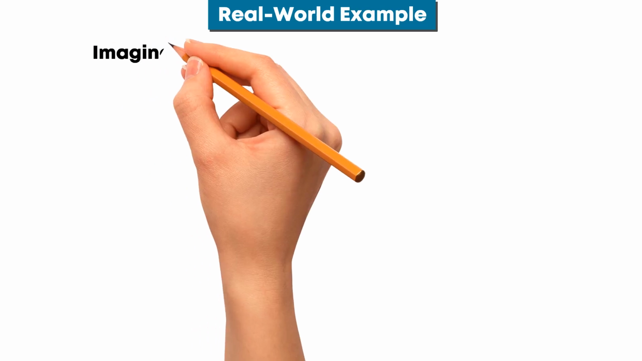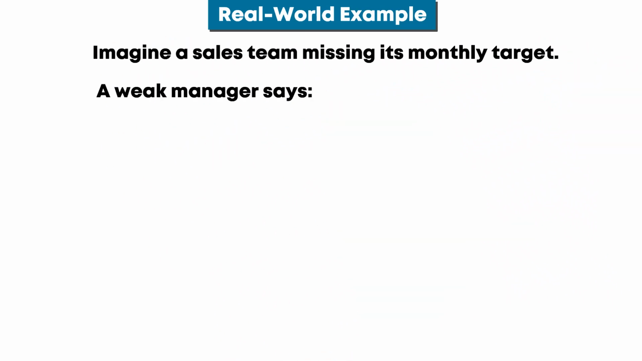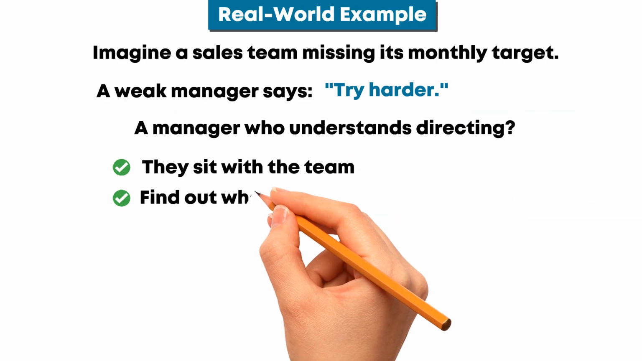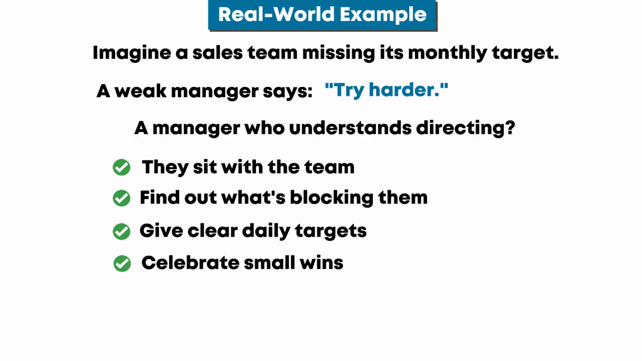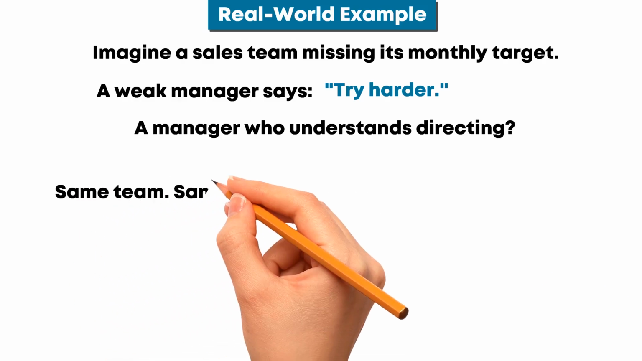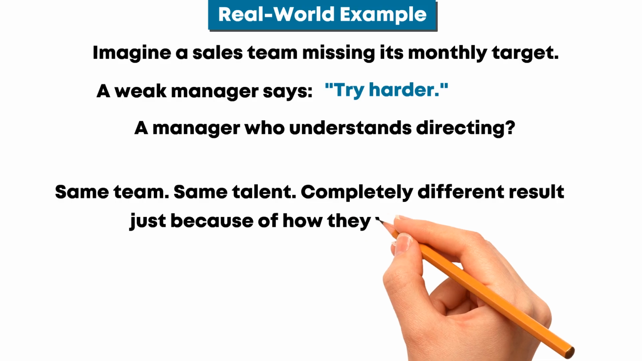Real-world example. Imagine a sales team missing its monthly target. A weak manager says, "Try harder." A manager who understands directing? They sit with the team, find out what's blocking them, give clear daily targets, celebrate small wins, and check in every morning for 5 minutes. Same team, same talent. Completely different result, just because of how they were directed.